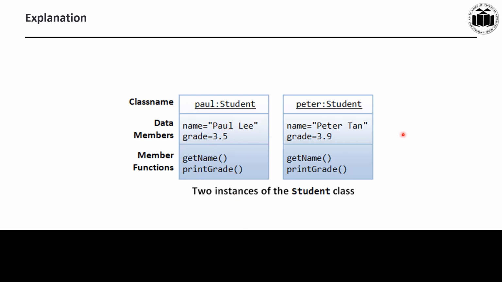So here are two examples, class student with object Paul and class student with object Peter. The first having name Paul Lee and grade 3.5. The second having name Peter Tan and grade 3.9. And get name and print grade are the member functions for class student having object Paul, and the same for class student having object Peter.